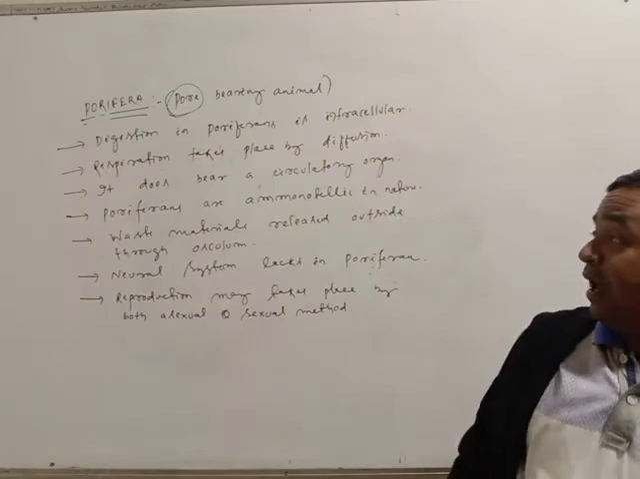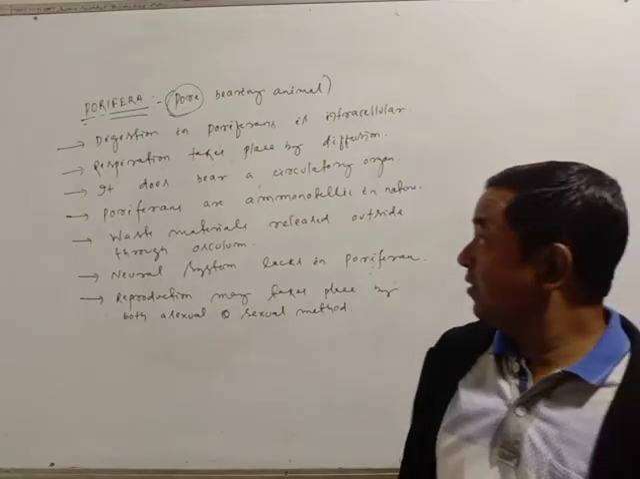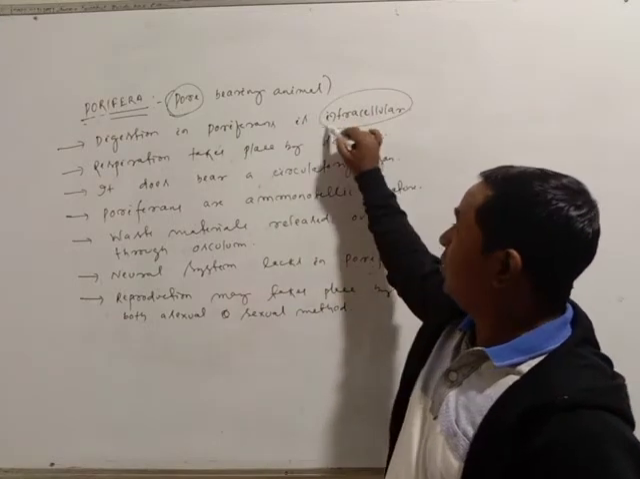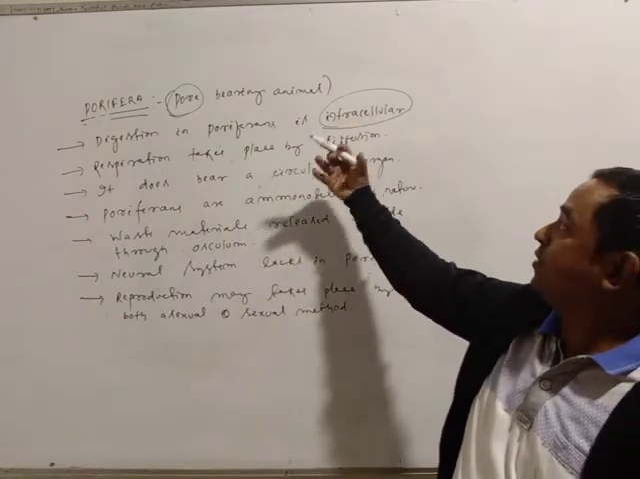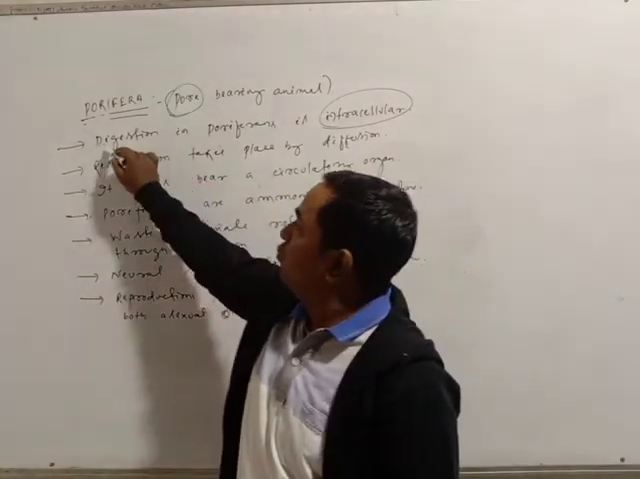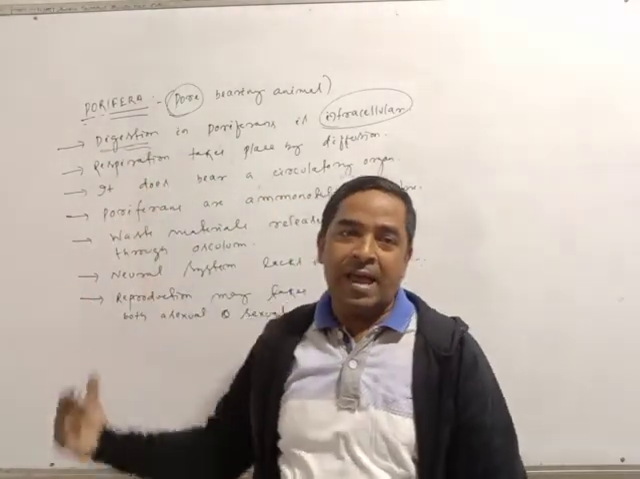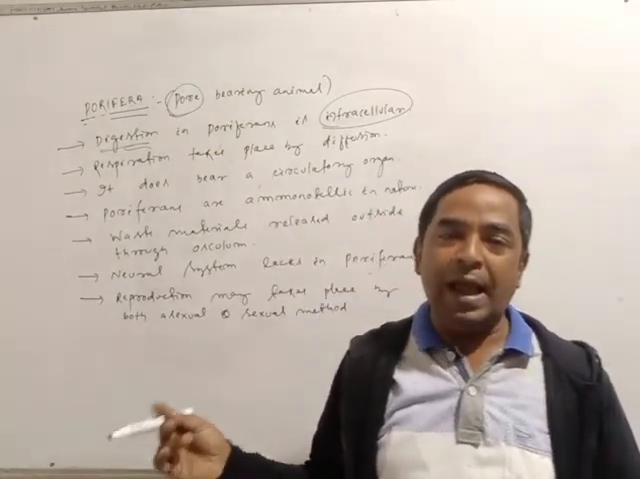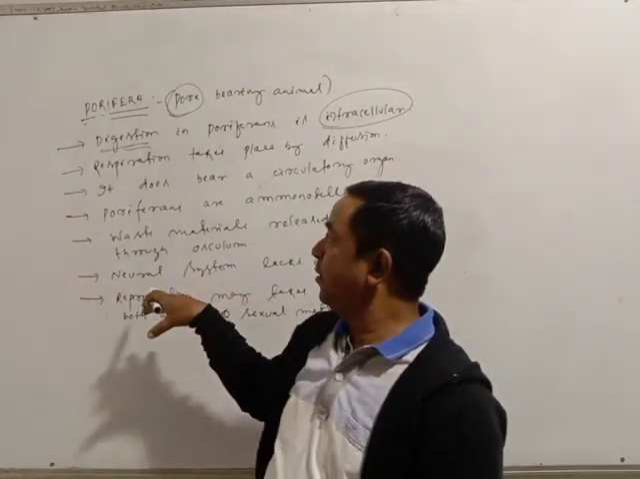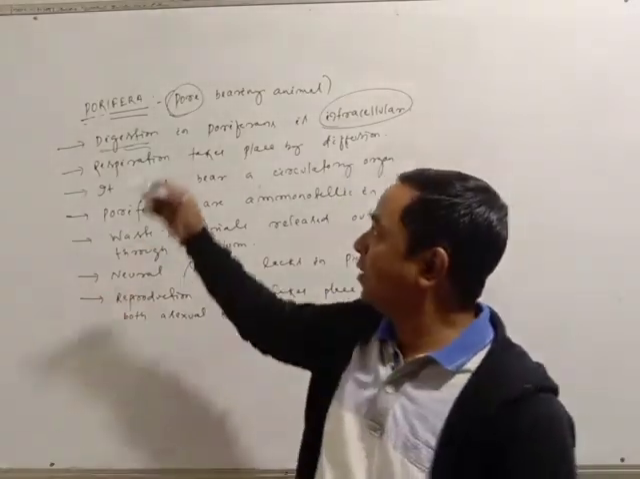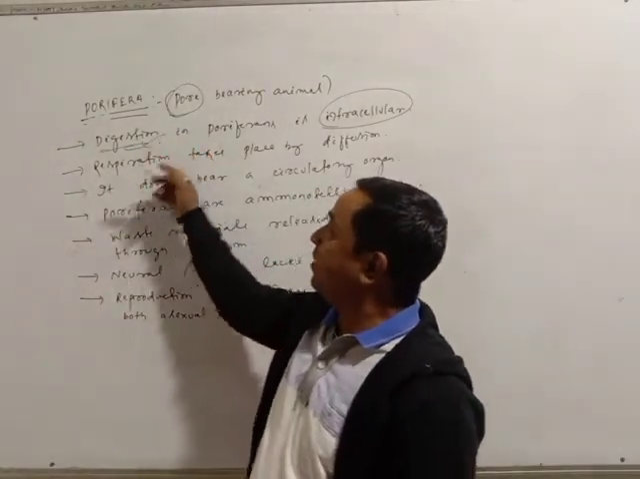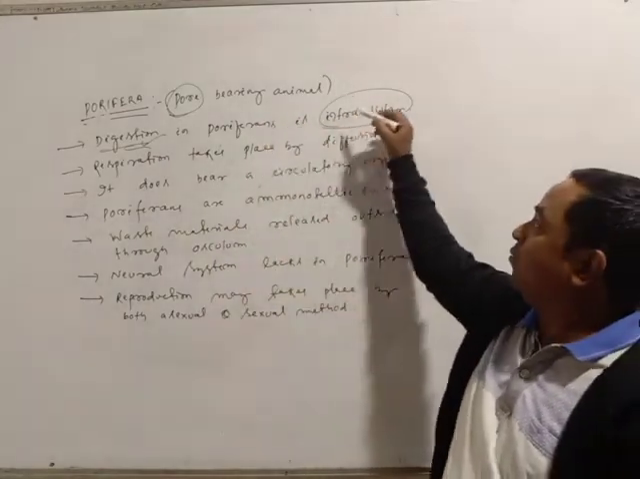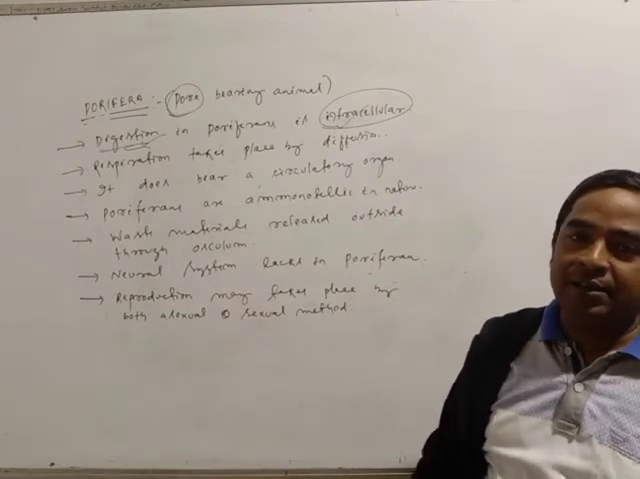See, as poriferans are multicellular metazoans, digestion in poriferans is intracellular. So before going to discuss what is intracellular, we should know what is digestion. Digestion means a conversion of complex food into simple and diffusible form or into ionic form. That we call digestion. In case of porifera, digestion takes place inside the cell. That's why they are intracellular in nature.